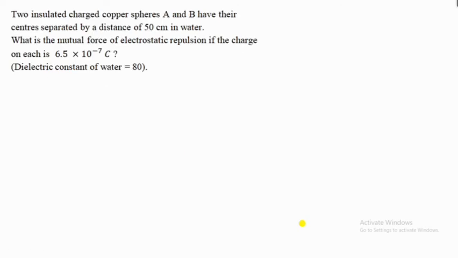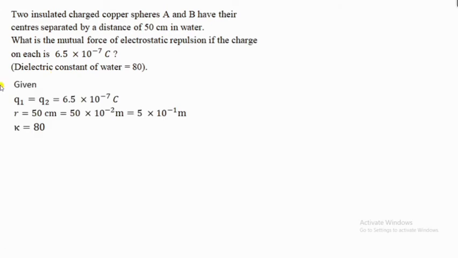So now next question, two insulated charged copper spheres A and B have their centers separated by distance 50 centimeter in water. So they are kept in water and charge of each sphere is this much. We have to find the electrostatic force between them. So out here charges are given, distance is given 50 centimeter, centi means 10 to the power minus 2. So this 0 will take 1 minus down and it will be 5 into 10 to the power minus 1 meter, and our dielectric constant is 80.